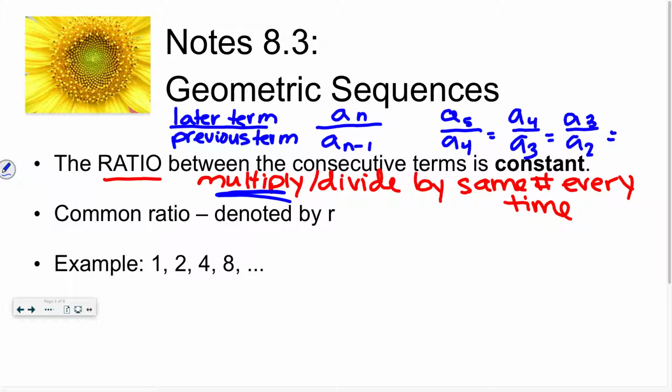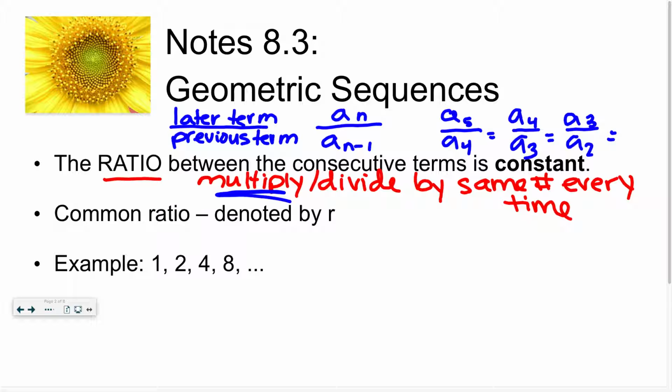Yeah, Aiden. Well, you could do the previous term over the later term and it would be the same, but that's not your actual ratio. Like, that's not what you multiply to get to the next term. So to get the right ratio for writing a rule, it really should be later divided by previous. Okay, and so that kind of leads us down here into this. We're going to call that the common ratio.